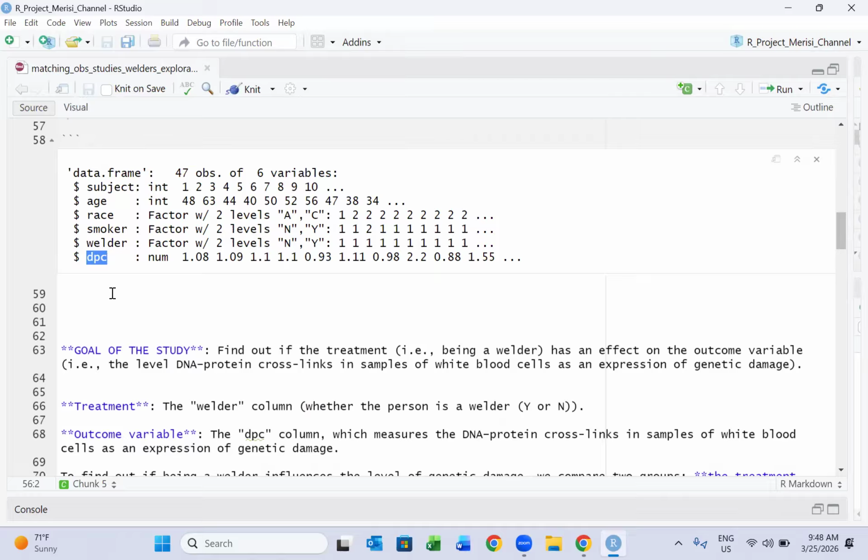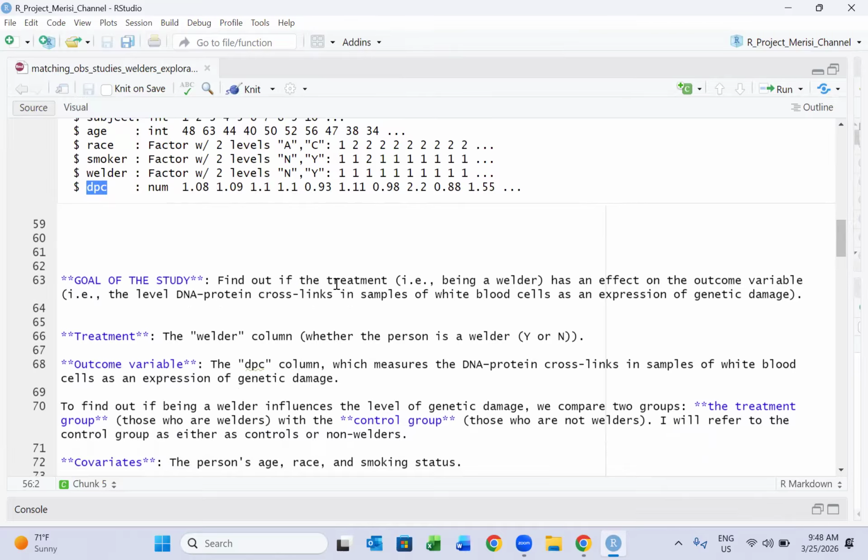Now, what is the goal? What is the goal of the study? The goal of the study is to find out if the treatment, which is being a welder or not, has an effect on the outcome variable, which is the level of DNA protein cross-links in samples of white blood cells as an expression of genetic damage, okay?